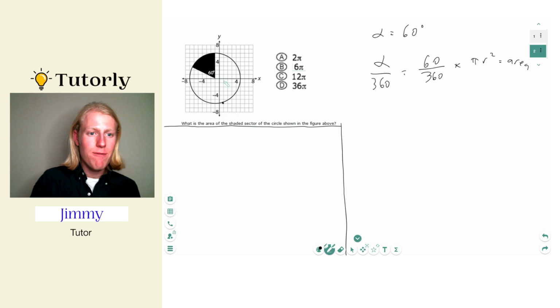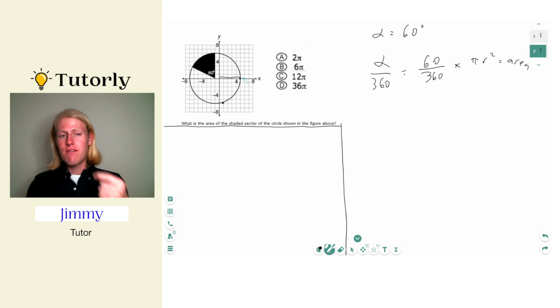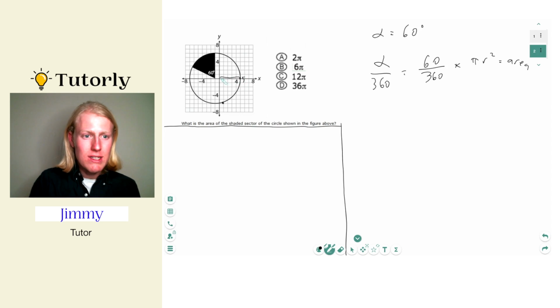At first glance, we may think, okay, this is 5 right here, so maybe our radius is 5. But we need to look a little closer and see that our center is actually at -1. So really, our radius is 6. We can confirm that just by counting out from the center to the other points along the circle. So our r is 6.